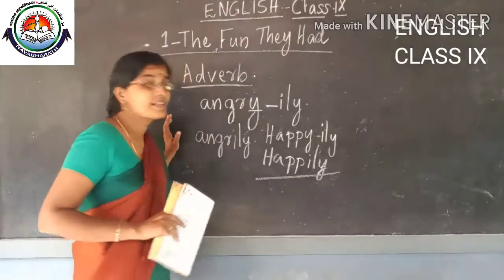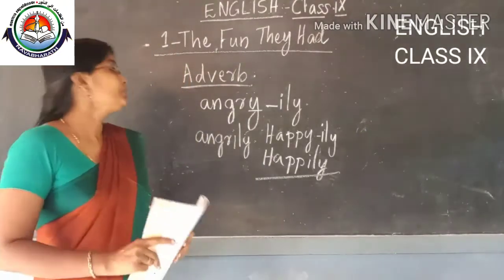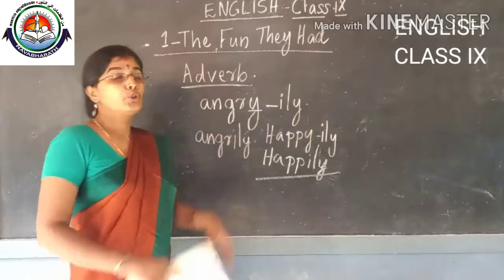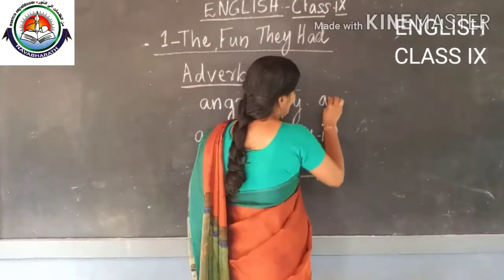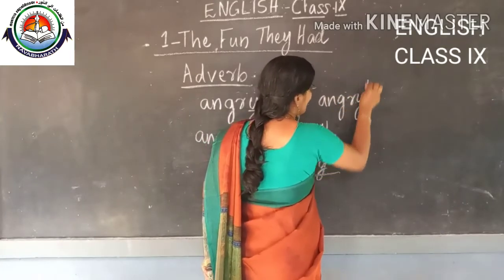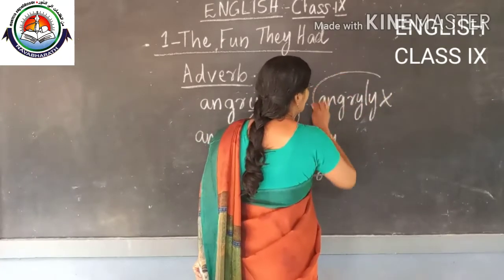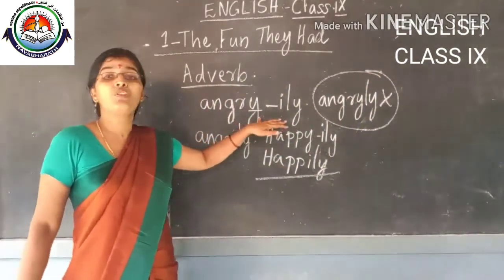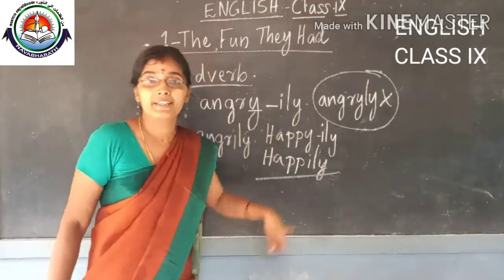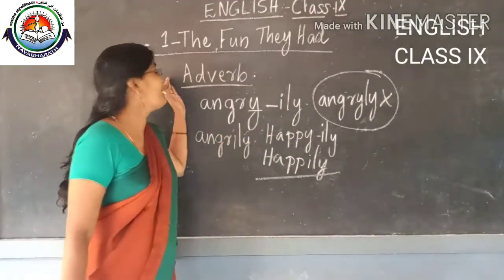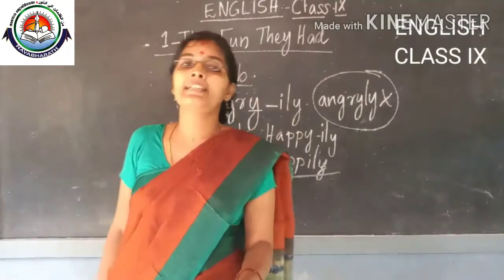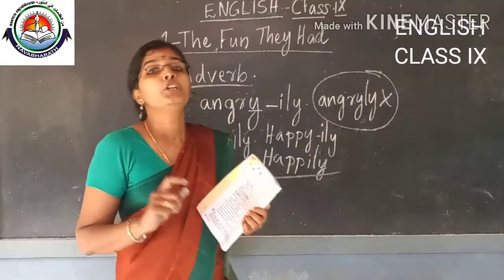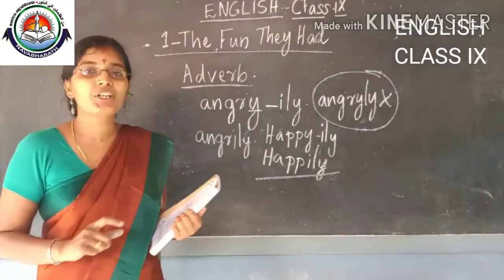When you are doing it, be very sure that you are changing the Y into I and then adding ly. Don't do it like this: A-N-G-R-Y-L-Y. This is wrong actually, okay? Don't do it like this at any cost. Be very sure that you are changing the Y into I and adding ly. Okay? That is the rule of making adverb from adjectives. You have learned about adjectives, right? If you have any doubt, you can come to me during the interaction session, okay?